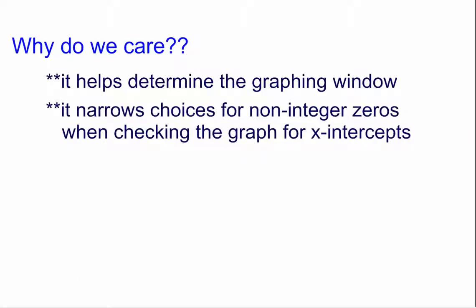Now you think, well, why do I really care? Why would I want a list like that? Because if I'm looking for all the zeros, I may want to graph to help get me started, and knowing what my largest or smallest zero would be is going to help me with my graphing window. And also, if the graph crosses between two integer numbers, maybe between 1 and 2, I'm not going to guess 5 halves because that's 2.5. So it's going to help me to make more reasonable choices for those non-integer x-intercepts.